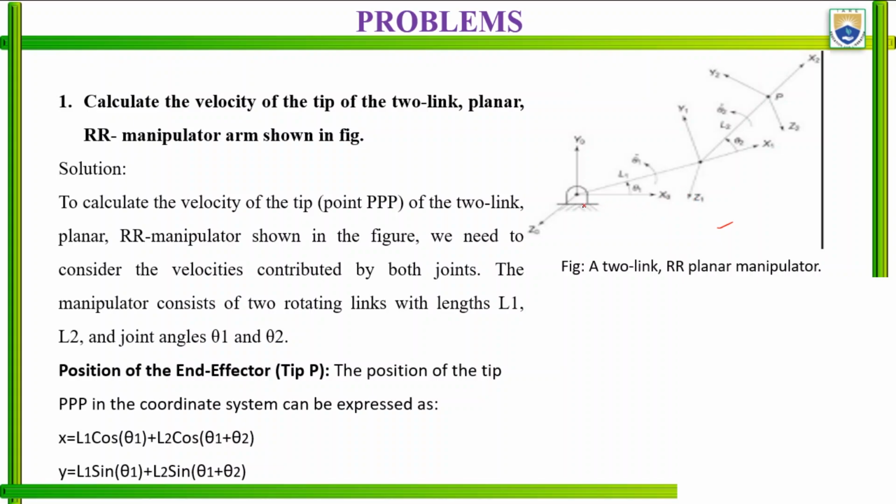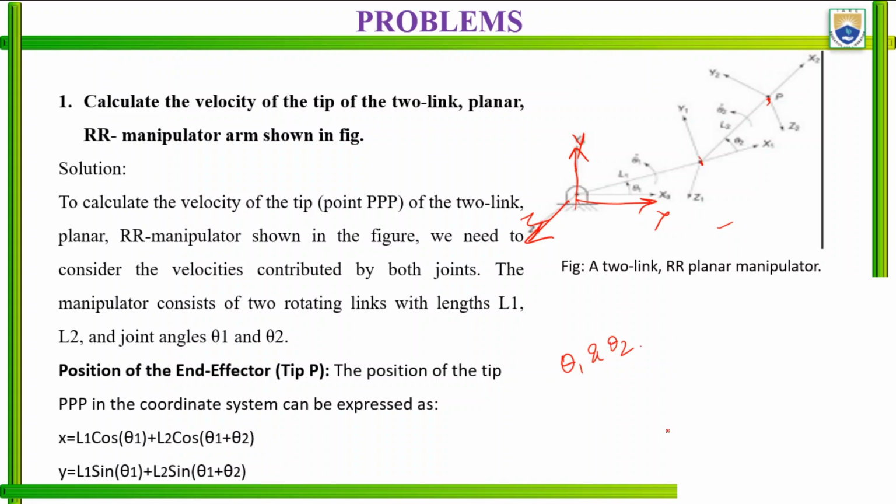As you can see in the figure, this is the fixed position, and this is the y-axis, this is the z-axis, and this is the x-axis. Now, to this particular fixed link, we have a link joined at this joint, and these links and joints are moving with angles θ1 and θ2.